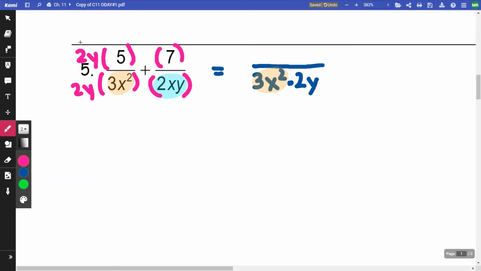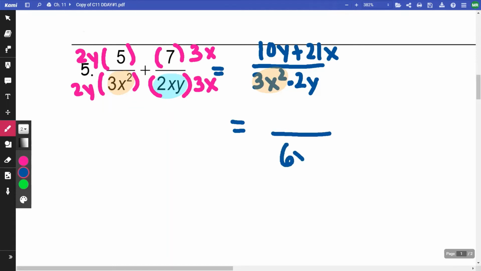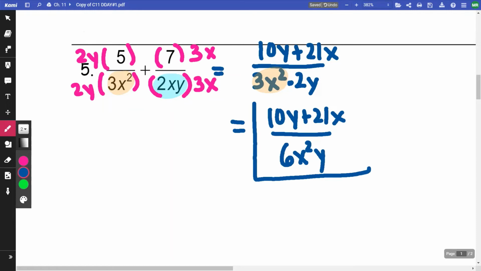This one here, I'm missing a 3, I'm missing an x. And I'm missing a 3, I'm missing an x. So I am going to get a 10y plus a 21x. I'm going to actually clean up that denominator because that's really going to be a 6x squared y. That's really my common denominator. And I have a 10y plus 21x. I cannot simplify that any further. That is going to be my answer.